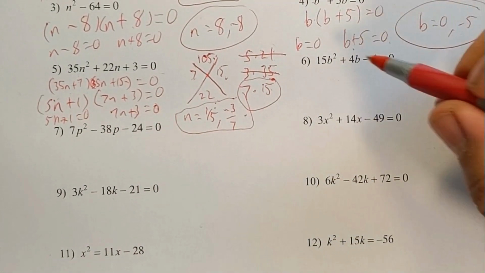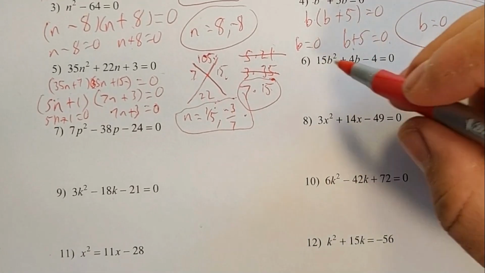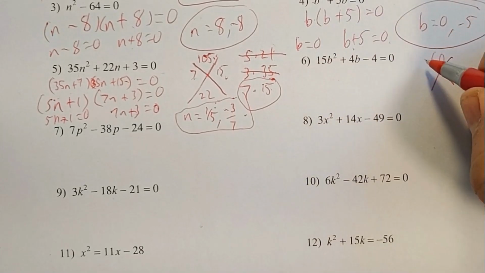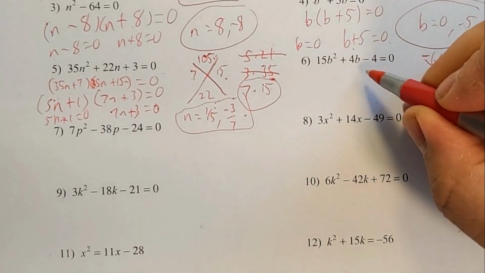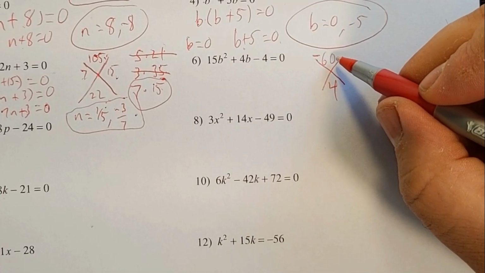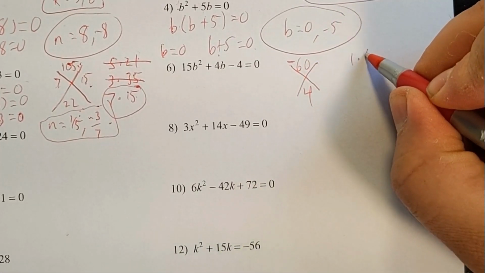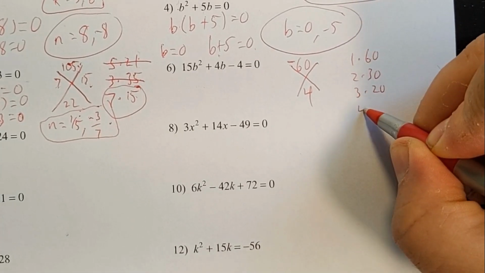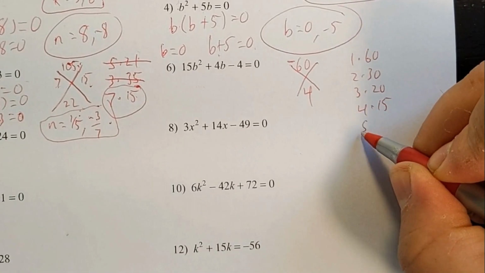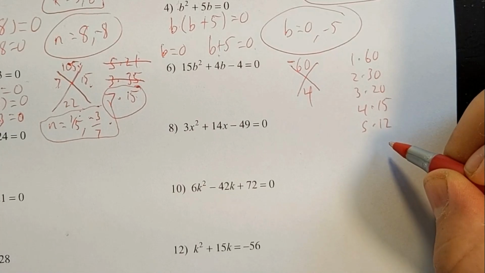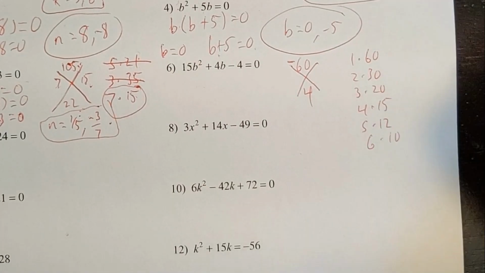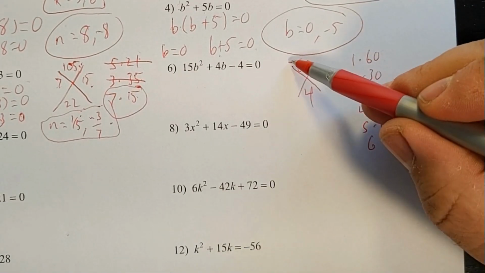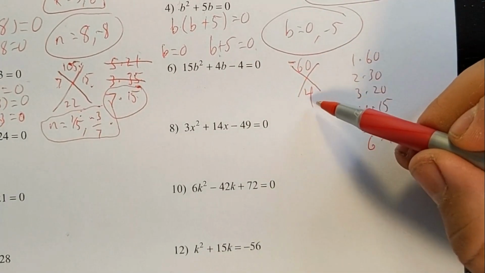Number 6, same process, 15 and 4. You multiply those two together, that's 60, but it's positive and negative, so this is negative 60. On the bottom we have a 4, and now we're looking for factors of 60, so we have 1 times 60, we have 2 times 30, we have 3 times 20, we have 4 times 15, we have 5 times 12, we have 6 times 10. So we're looking for a pair of these that will subtract, because it's negative 60, and give us a 4.